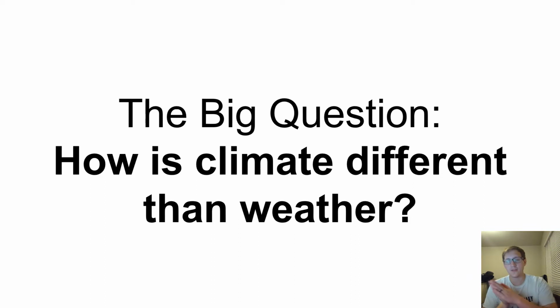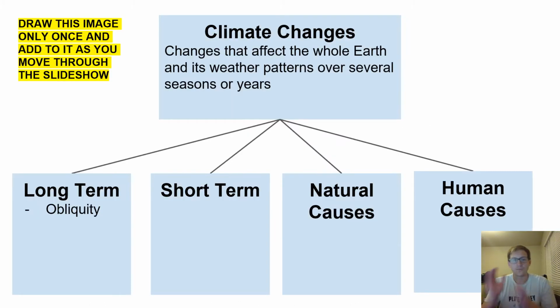How is climate different than weather? Okay, so first of all, climate is different than weather because climate is over many, many years. Weather is like what is happening today. What I want you to do is we're going to keep adding to this graphic about long-term, short-term, and natural causes and human causes of climate changes. Okay, changes that affect the whole Earth and its weather patterns over several seasons or years.